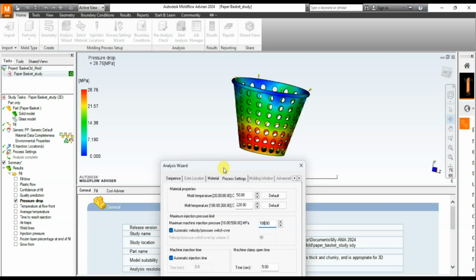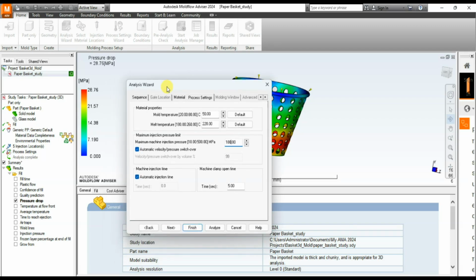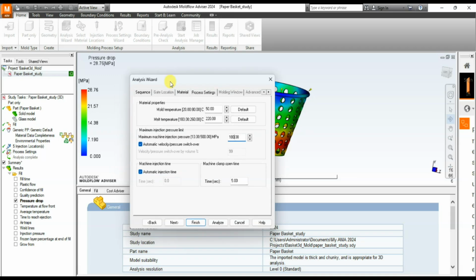All right, so like I said, if the pressure drop is greater than 80% of the current value set in the maximum machine injection pressure in the analysis wizard, this is the analysis wizard, the one you're seeing on the screen right now, this causes a yellow confidence of fill. Whereas on the other hand, if the pressure drop reaches 100% of the current pressure limit setting, this is another condition, an alternative condition, the confidence of fill result for this area is red. Okay, so that's the condition.